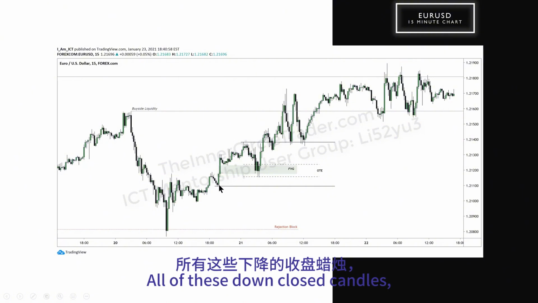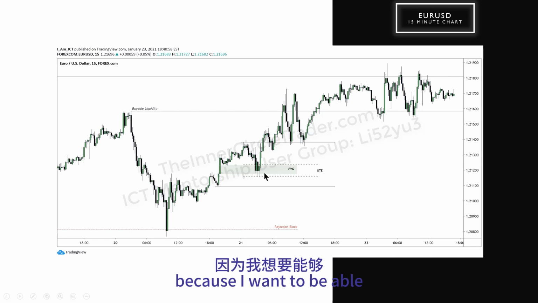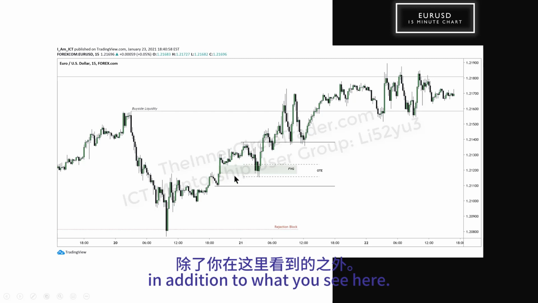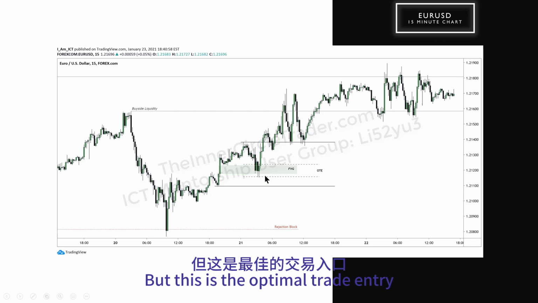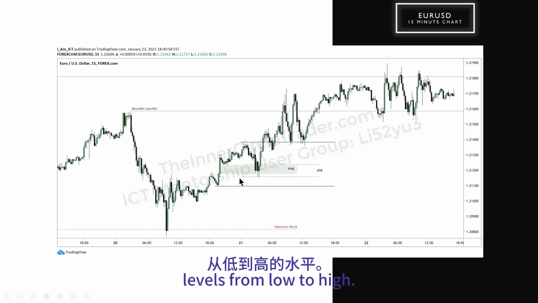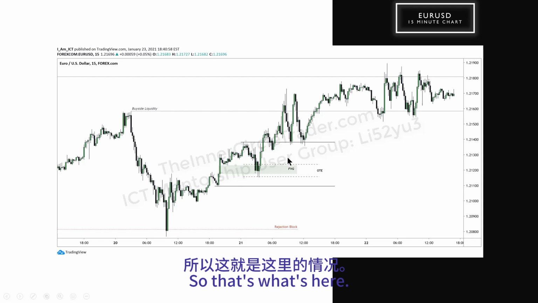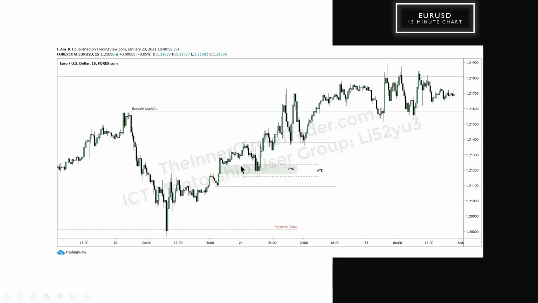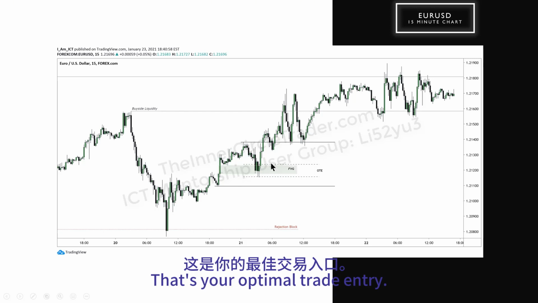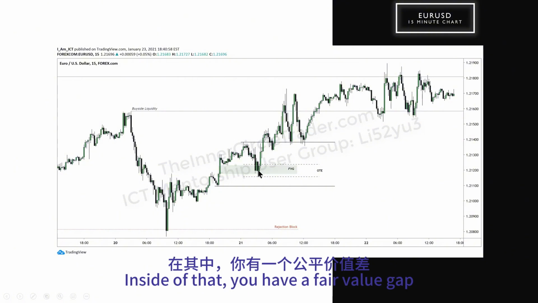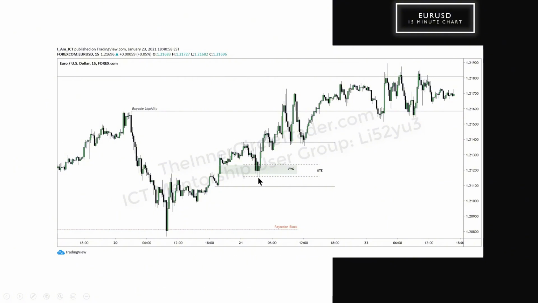All of these down close candles, I don't have it lined up because I want to be able to talk about it in addition to what you see here. But this is the optimal trade entry levels from low to high. So that's what's here, these dotted lines, or dashed lines rather. That's your optimal trade entry. Inside of that, you have a fair value gap with a Judas swing.